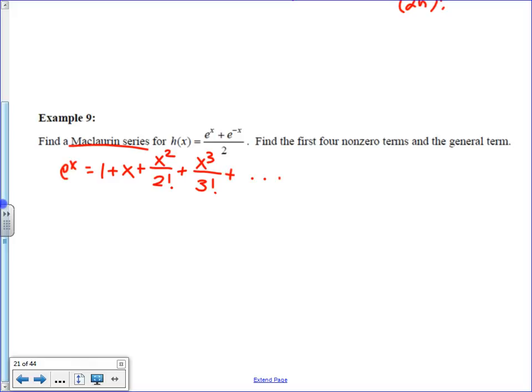Guys, how do we do e to the negative x? It's like, I plug in negative x, right? So it'll be 1 plus negative x. Plug in negative x. Does anything change in x squared over 2 factorial? No. Negative squared is still positive. Plug into x cubed. What changes? Negative, right?